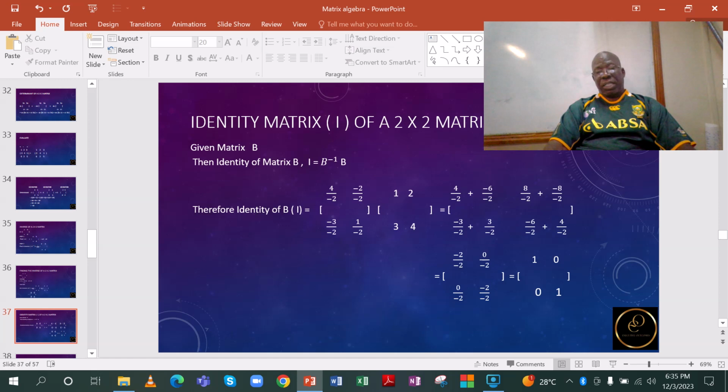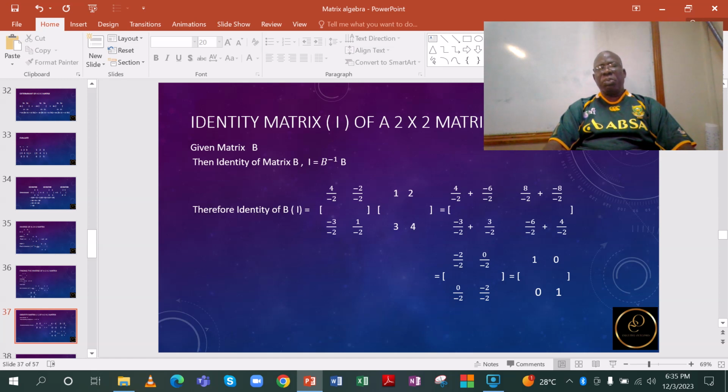The first row, first element; second row, first element; then second row, second element will be 1 over negative 2. That is the identity inverse matrix: the inverse matrix multiplied by the original matrix. So you can see here, the identity matrix is equal to the inverse of the B matrix times the B matrix. The inverse of the B matrix is what we got here, and the B matrix is 1, 2, 3, 4.